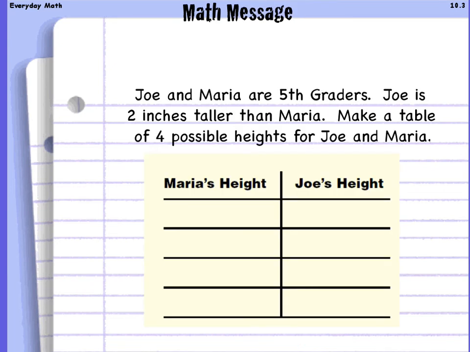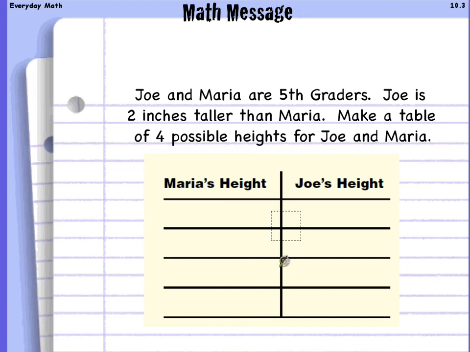Today we're going to be taking a look at a little bit of input-output, looking with algebra as well. To get our ideas and brains warmed up to this idea, we're going to start out with a table chart. So it says, Joe and Maria are 5th graders. Joe is 2 inches taller than Maria. Make a table of 4 possible heights for Joe and Maria.